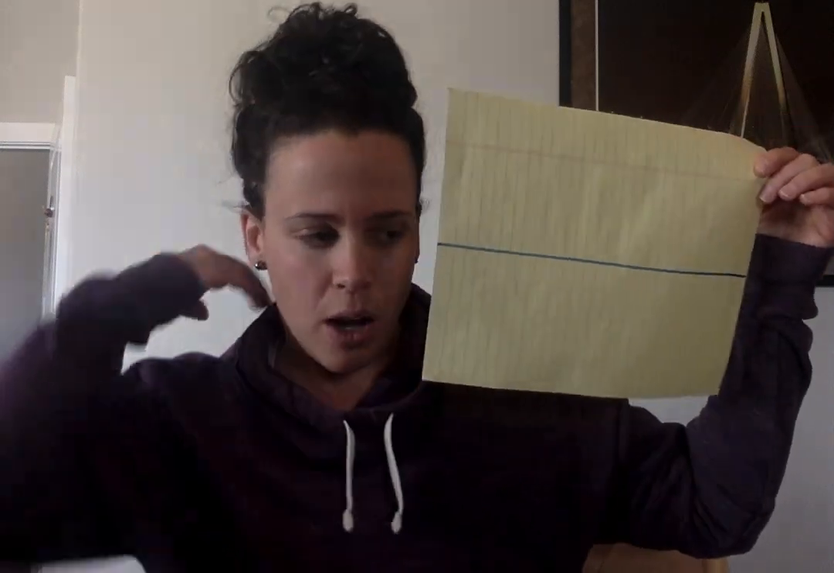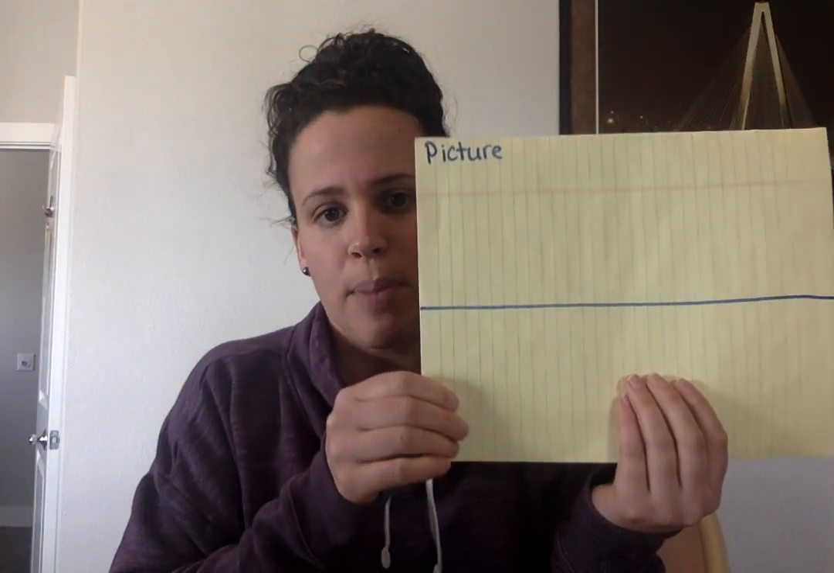But I want you to take that piece of paper or whatever you're using, and I want you to cut it in half. Same thing like we do in the classroom. Cut it in half. On the top, I want you to label the top picture. And on the bottom is where you're going to write your sentences. So, picture, and now you're set and ready to go.